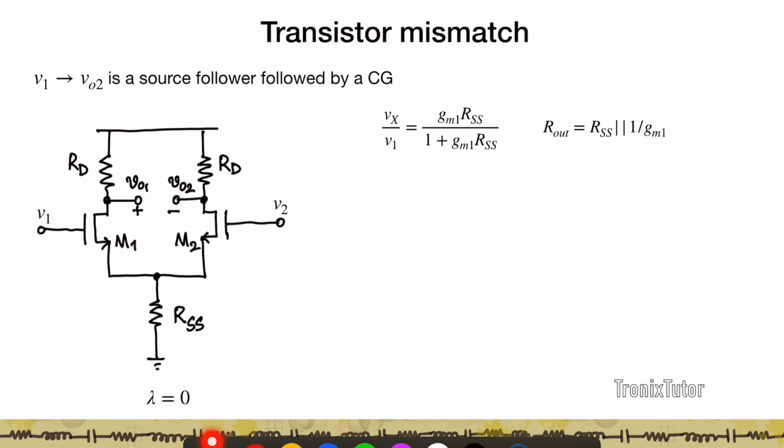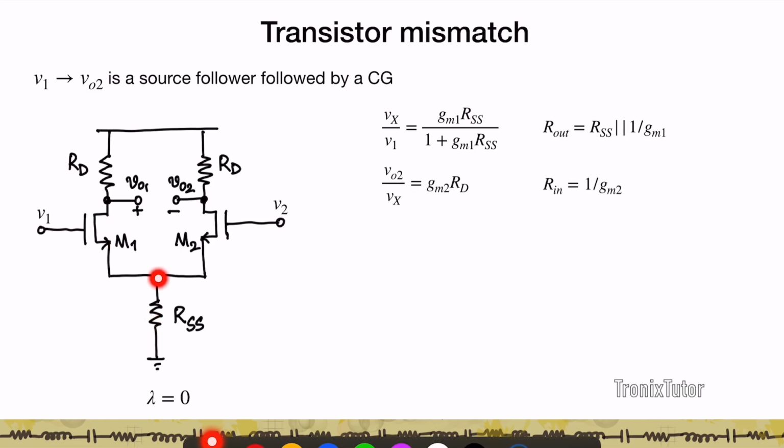And the output resistance, again, why is the output resistance important? Because the second stage is a common gate stage. The common gate stage, the input comes in at the source, so it has a finite Rin. Rin is not infinity. So you need to find out what Rout is. Only a portion of this output voltage is going to fall at the input of the common gate. So the Rout is given by RSS parallel 1 by GM1.